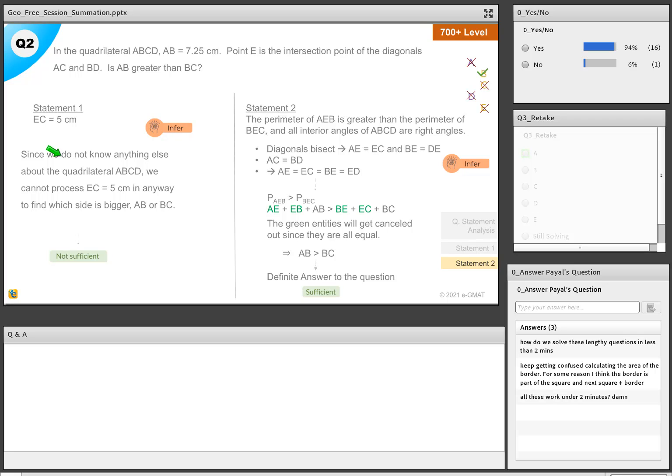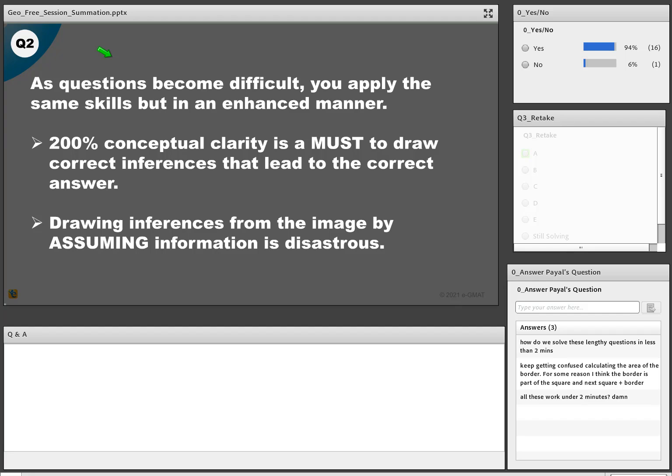If you saw the quadrilateral here, but you assumed that the figure that was given to you is the rectangle, then that was completely disastrous. So again, that's the same process skill. You need to infer the right thing, and if you infer the wrong thing, then you end up making mistakes.